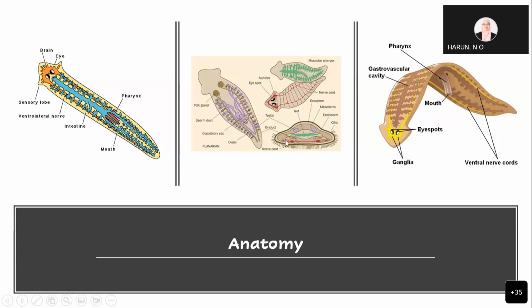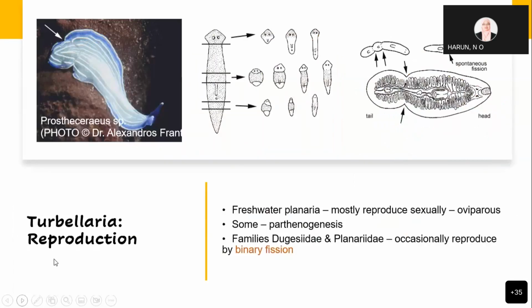Okay, and then bila kita cross section, this is how the Planaria body been built. Ada mesoderm, ada ectoderm. They do have endoderm dan juga cilia, slightly very small cilia untuk dia punya movement. Again, the mouth slightly at the back of the body, the gastrovascular cavity, the eye spots dan juga ganglia. And not forgotten, they do have the ventral nerve cord in order to sense any kind of movement ataupun is there any food source untuk diorang.